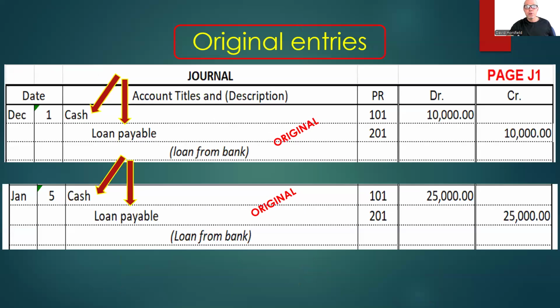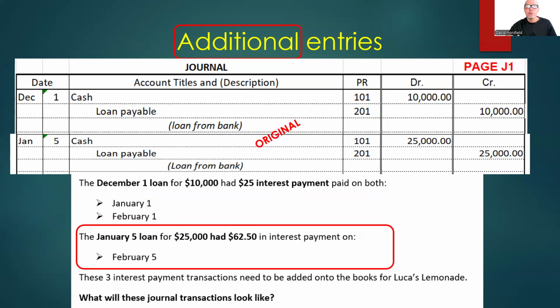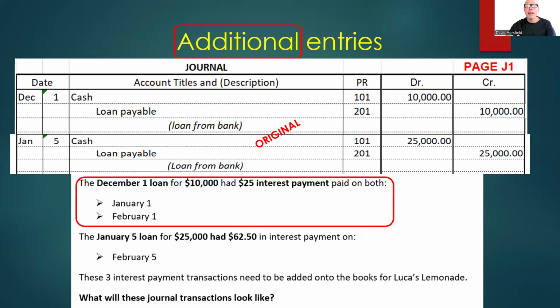And here's our original journal entry. So December 1, January 5, cash came in, loan payable was our credit. And so here's the 3-month overview. So follow the red rectangle. On December 1, the loan for $10,000 had $25 of interest payments paid on both, let me take it back, January 1 and February 1. So the loan was taken on December 1. On January 1, a month later, interest was due. On February 1, 2 months later, interest was due.